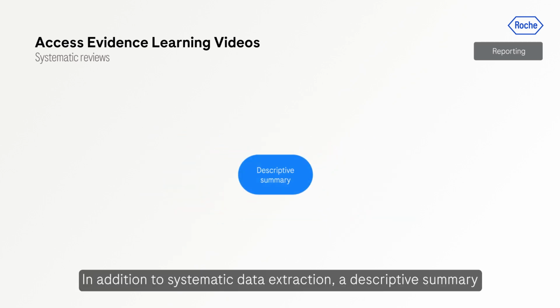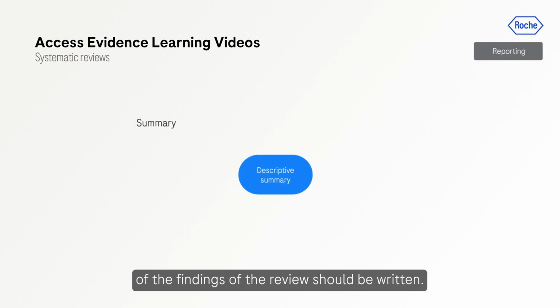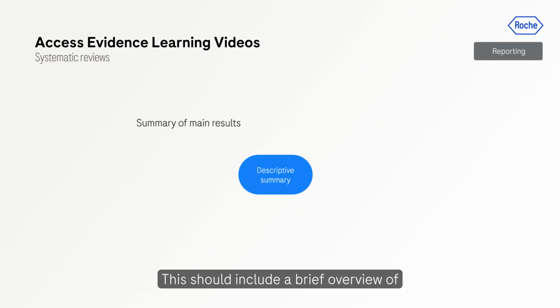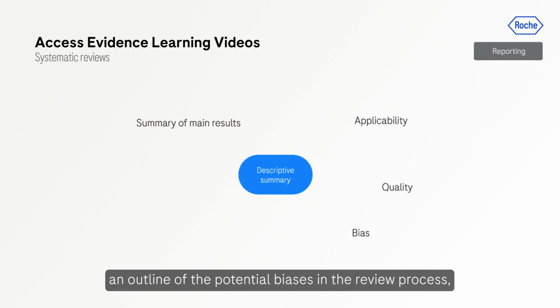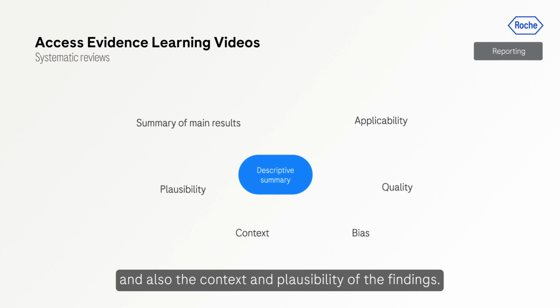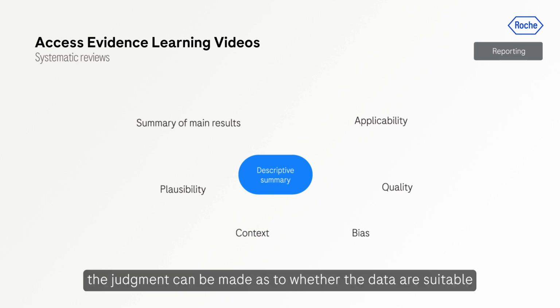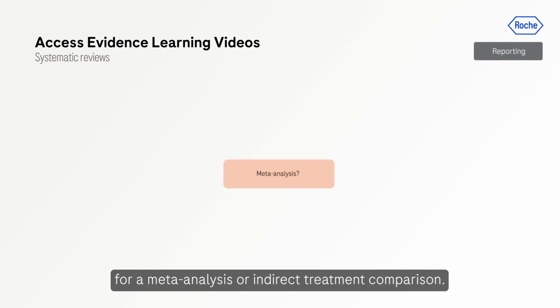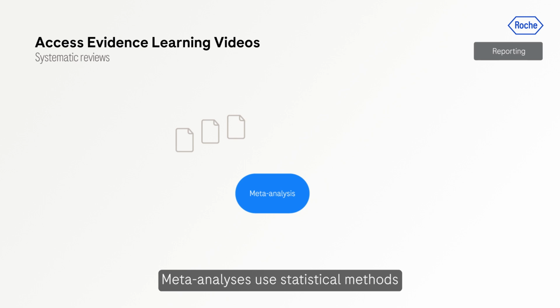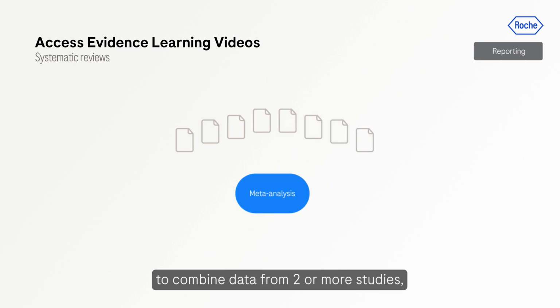In addition to systematic data extraction, a descriptive summary of the findings of the review should be written. This should include a brief overview of the main results and findings, a discussion of the applicability and quality of the evidence, an outline of the potential biases in the review process, and also the context and plausibility of the findings. At this point, the judgment can be made as to whether the data are suitable for a meta-analysis or indirect treatment comparison. Meta-analyses use statistical methods to combine data from two or more studies, taking into account study heterogeneity.